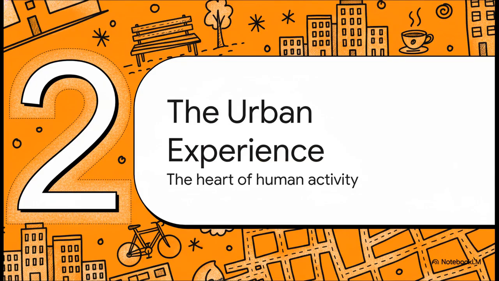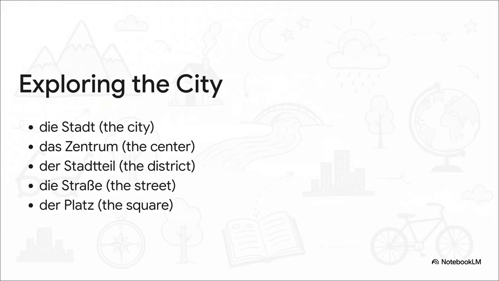So, from that national view, let's dive right into the heart of all the action, the city. This is where we'll find the words we need to capture that buzzing, vibrant urban life. Every city, or die Stadt, has its own map, right? At its heart, you'll find the center, das Zentrum. From there, you can wander into different districts, or Stadtteile. And hey, here's a quick tip. Stadtteil is literally city part. Stadt plus Teil. Makes perfect sense.